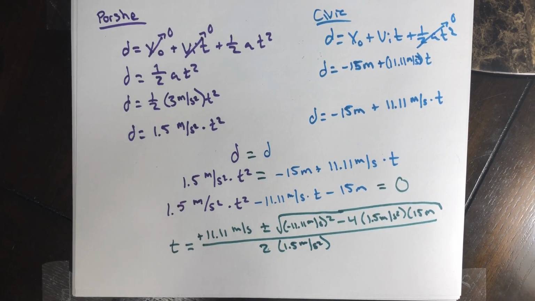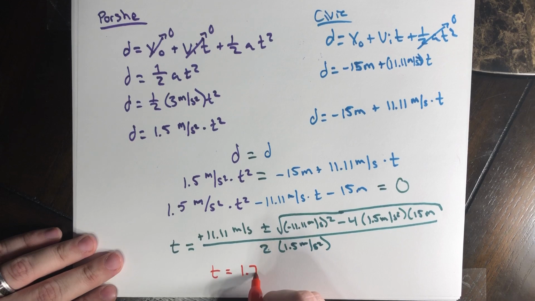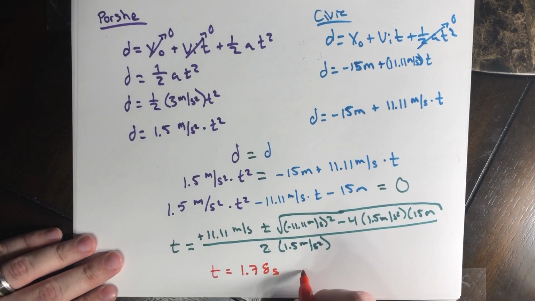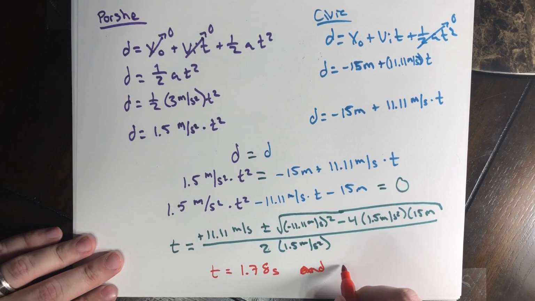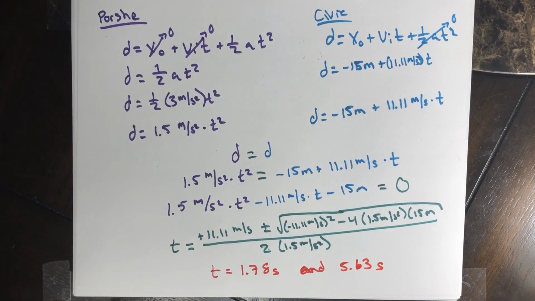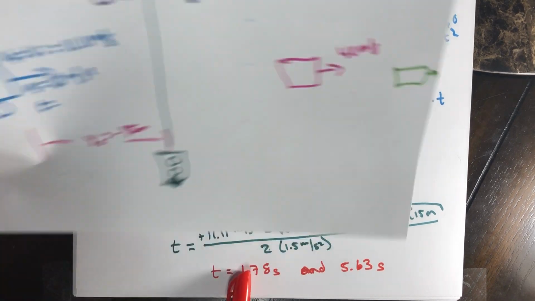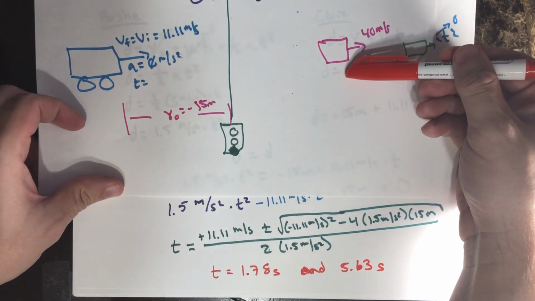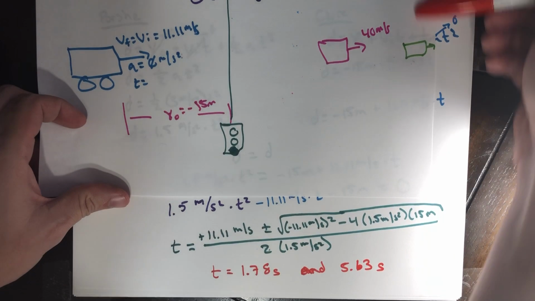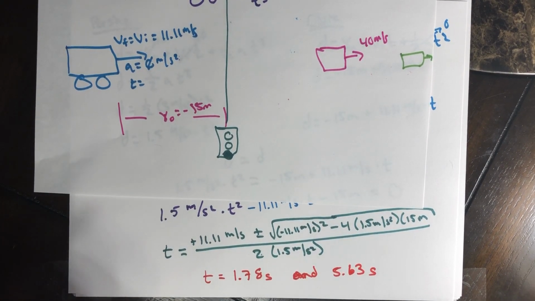I'm not going to show you guys that part because I have faith you can do that. We get time equals two things, either 1.78 seconds and, I guess, technically, because it's both of them, 5.63 seconds. Now, the reason why we did part 1 and 2 together, well, the first time we meet is the time for when we first catch up. The second time is for when they catch up to us. So we've already gotten both times, we just need to find the displacements for both of them.